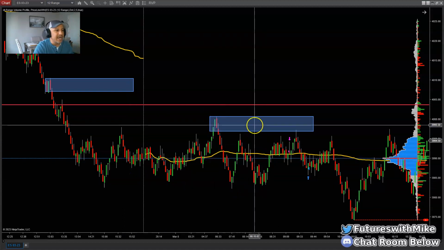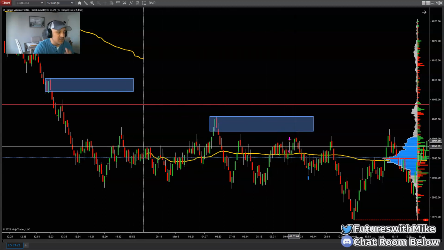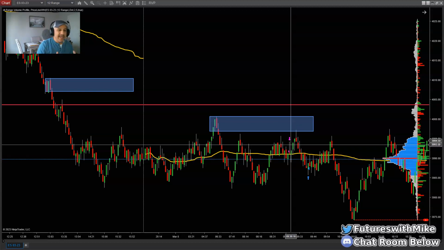Wait for the pullback to supply. Once it taps into the zone, you get that structure break, not structure break, excuse me, candle break to the downside. Take your shot going short, okay? All right, and the rest is history. Simple as that. So this is, like I said, my bread and butter type technique or setup that I like to see unfold.